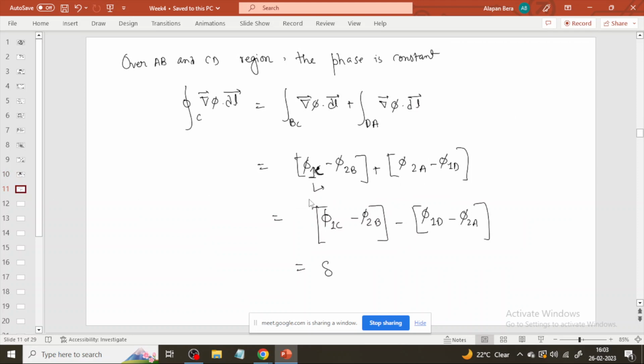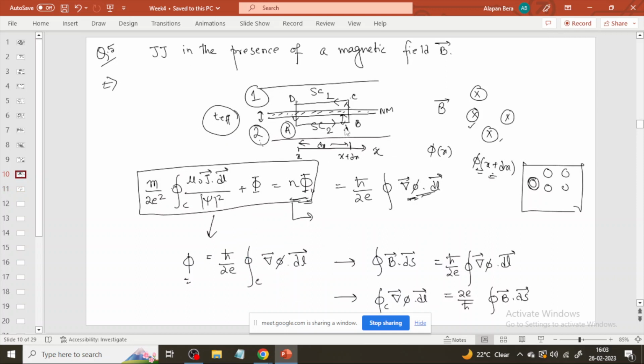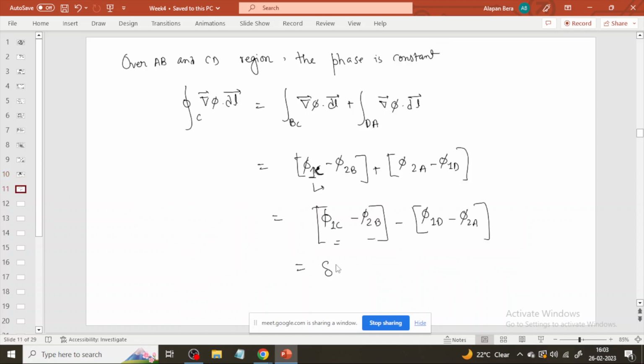So we can write this as delta. As you can see from here, phi 1c minus phi 2b means we are noticing the change in position along the x-axis. At x plus delta x, we are noticing how much phi changes as we go from region 2b to region 1c. That is why we denote this by x plus delta x. Similarly, we can denote this by x. This is how far we have derived till now.